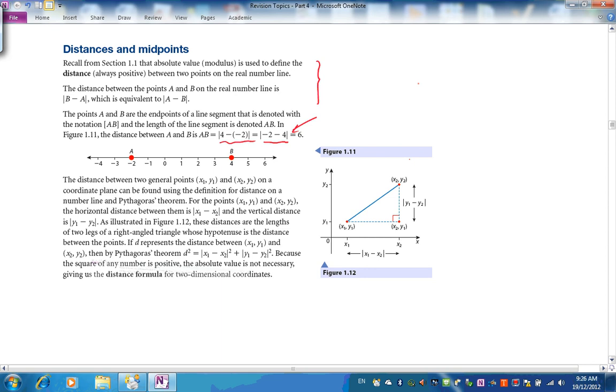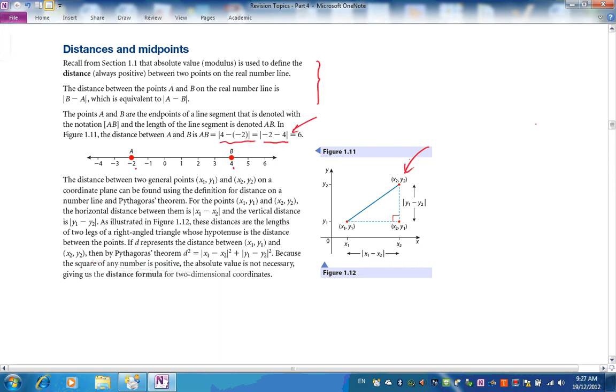So distances between points on the number line are fairly easily calculated. Doesn't matter which way round you take them away. -2 take 4 would be -6, but you know the distance really is just the value 6. Or if you get 4 take -2, that will give you positive 6 directly. Now that's easy on the number line. But what if the line is angled to the two axes, an oblique line here?